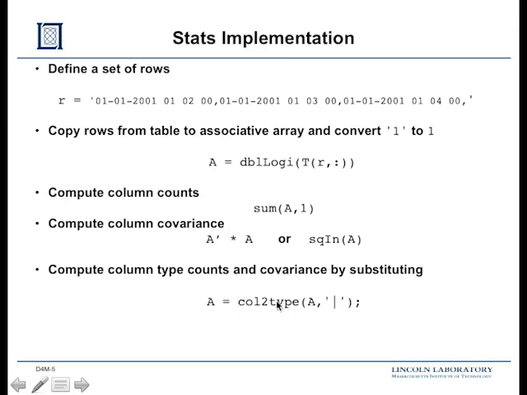You could then do a sum again on that to get how many column 1 instances, column 2 instances, column 3s there were. And likewise, doing A transpose A or square in would then do the covariance of that. And that would tell you, of those higher level types, how many there were. So this is a lot of high level information.